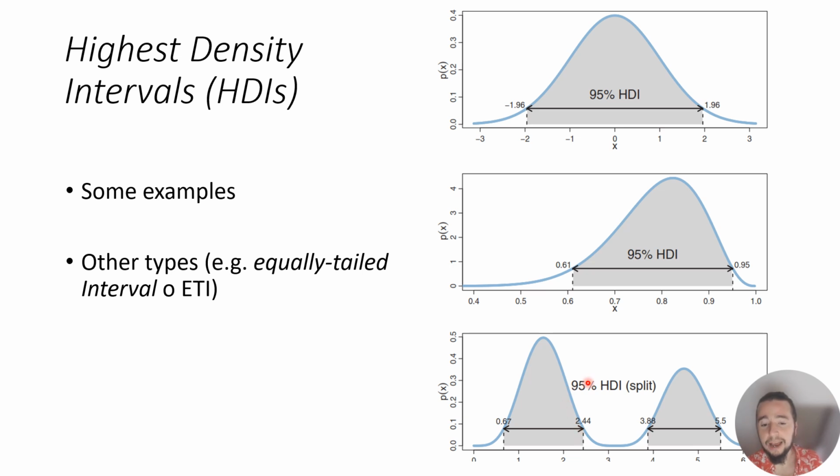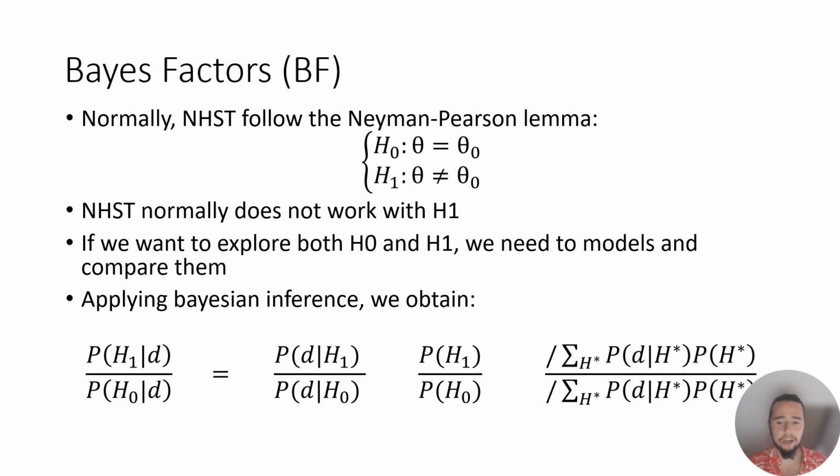For example, if we have bimodal distributions, we can customize the HDI to be in two places at the same time. The important thing is that they encapsulate 95% of the distribution. Okay, there are other types of intervals, for example the equally tailed interval, or ETI, but normally the HDI is the common practice. Okay. The next extension to Bayesian inference is called Bayes factors, or BFs.